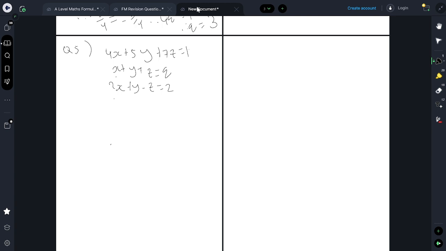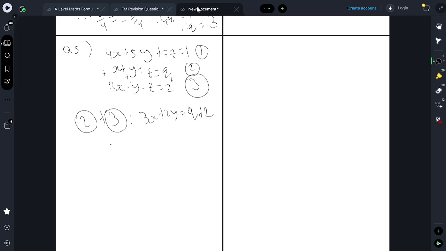So the idea is to eliminate a variable. If I label these equations 1, 2, and 3, I think the best way is to eliminate z, because if I simply add 2 and 3 with no more faffing around, that gets rid of z. So 2 and 3 would give 3x, so 2x add x, y add y, we get 2y, and that would be q plus 2.